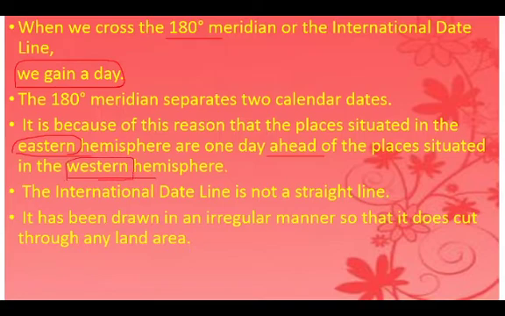The international date line is not a straight line. It has been drawn in an irregular manner so that it does not cut through any land area.